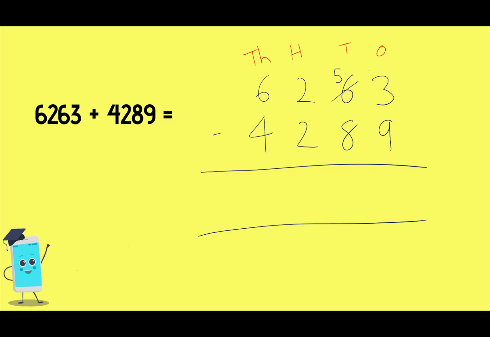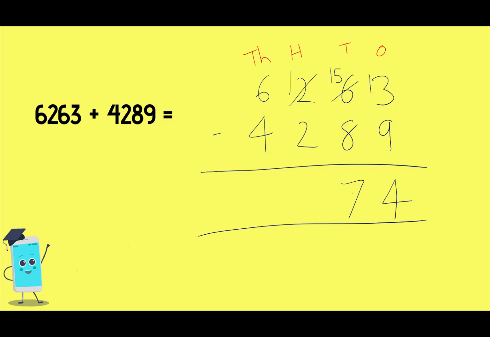6 tens becomes 5 tens. 13 take away 9 is 4. Now I'm going to do 5 take away 8, which again I can't do. This 8 is bigger than the 5, so I need to go to my hundreds and borrow 100. So this will now be 100. I now have 15 tens take away 8 tens, which is 7 tens.